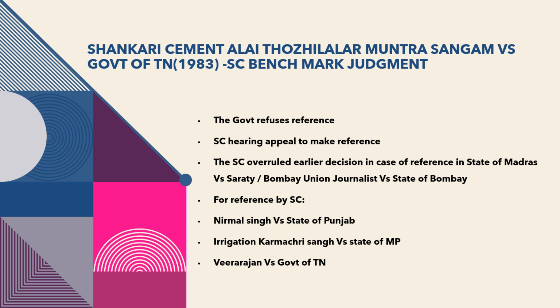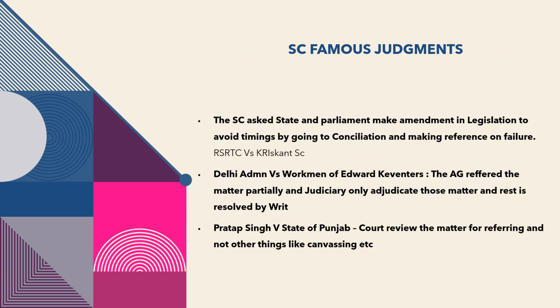Now we are going to see in what cases the Supreme Court reference is on merit. In the case of Nirmal Singh versus State of Punjab, Irrigation Karmachari Sangh versus State of Madhya Pradesh, Veera Ranjan versus Government. Now we are going to see some of the famous Supreme Court judgments. The Supreme Court asked the state and the parliament to amend the legislation to avoid the delays caused by going to conciliation and making reference on failure.